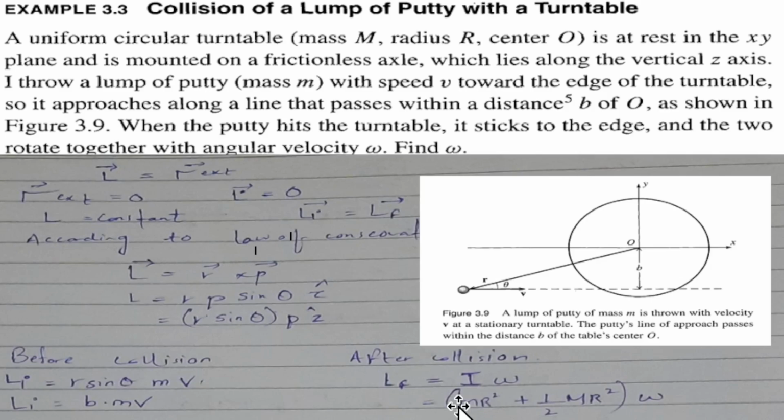After collision we have this angular momentum because both are moving. So you can see this is the moment of inertia. By using moment of inertia we can write, there are two masses. This is the moment of inertia for the turntable and this is the moment of inertia for a point mass, which is actually the putty. And omega, which is angular velocity, remains the same, as we know that before and after, angular momentum is conserved.